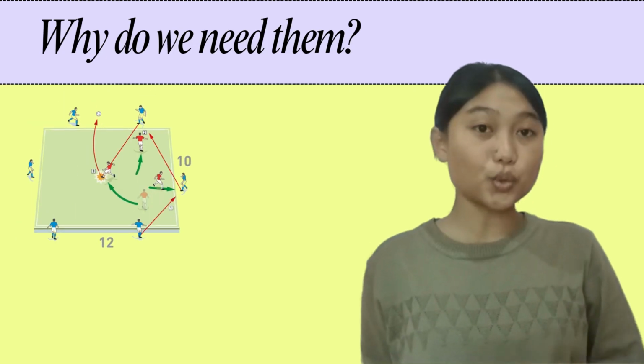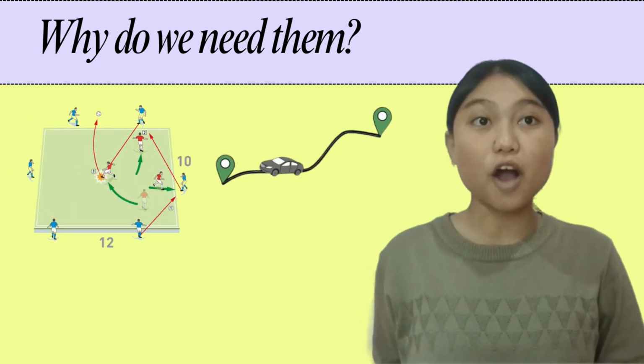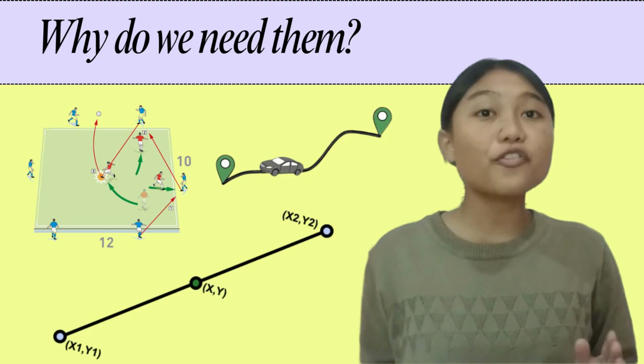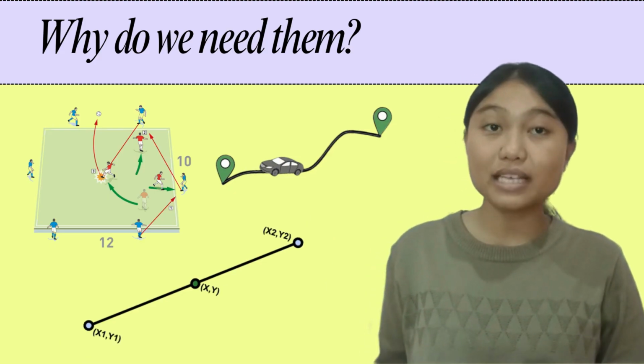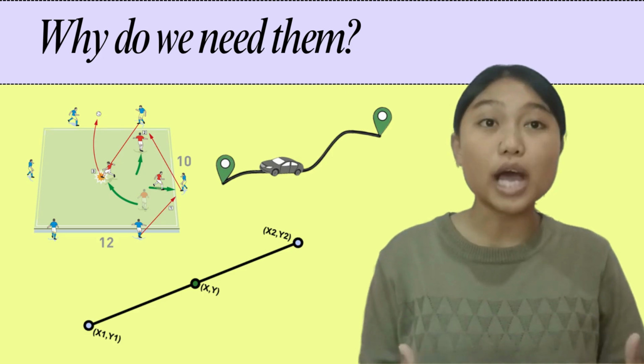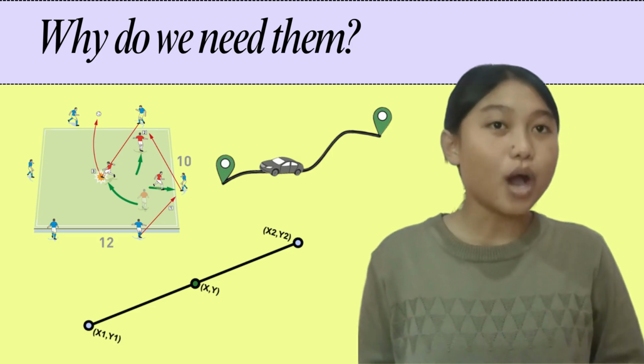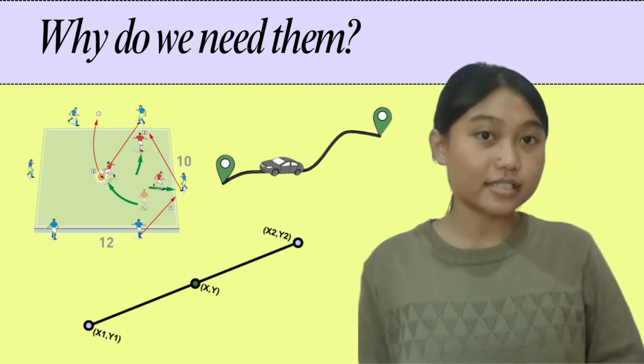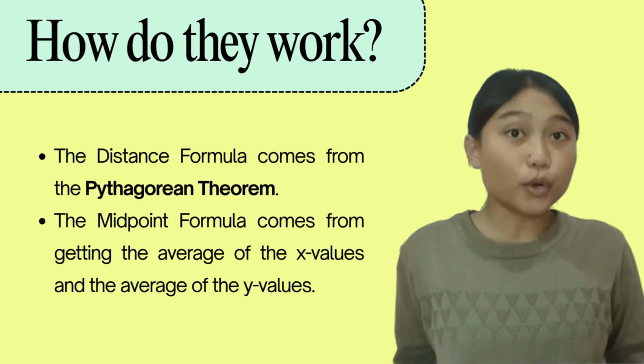Imagine you're tracking two players in a game, measuring how far one object moves, or finding the center of a line segment. These formulas help us do that without guessing. Instead, we calculate using their coordinates. So how do they work?